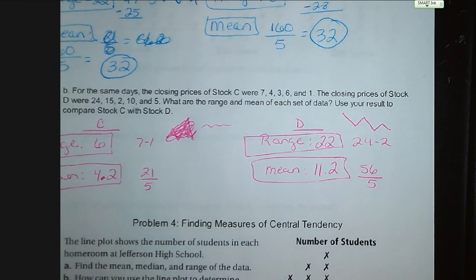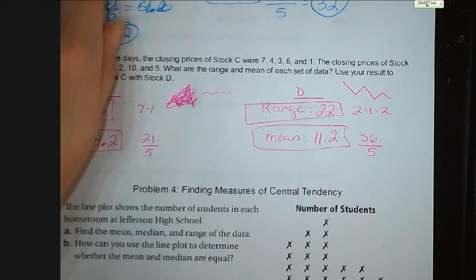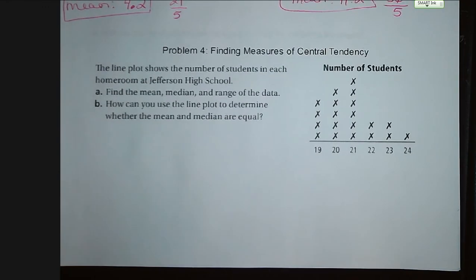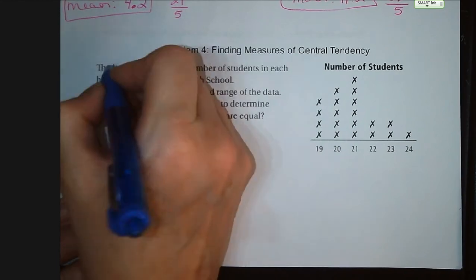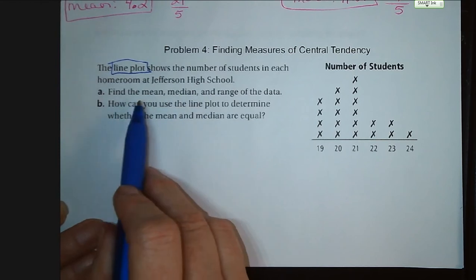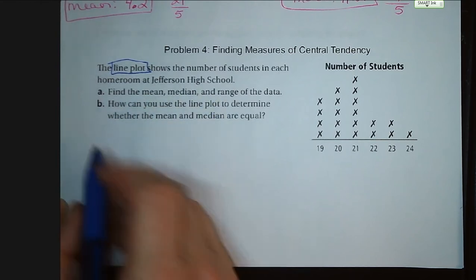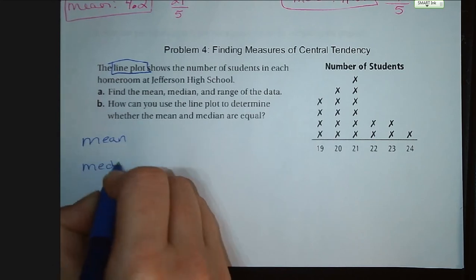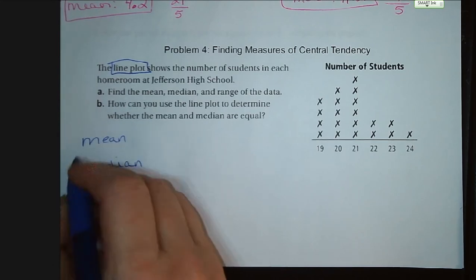All right. So problem 4, finding measures of central tendency. Now we're going to be using some different representations of data. So the line plot shows the number of students in each homeroom at Jefferson High School. Find the mean, median, and range of the data. How do you use that to determine that they're equal? All right, so mean, median, and range.